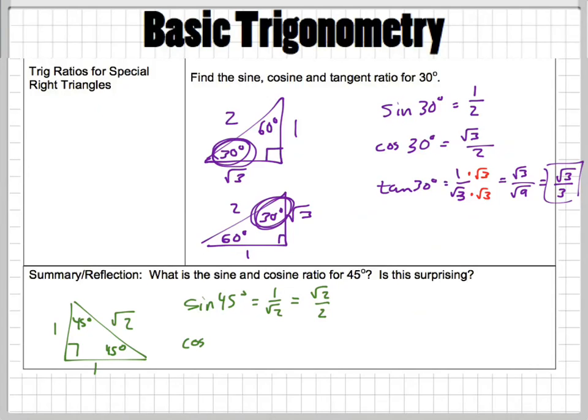And for cosine of 45 degrees, we get the same thing. That's adjacent, and that's hypotenuse. And is that surprising? I guess I just wanted you guys to think about it. Is it surprising? Not if you know what a 45, 45, 90 is.